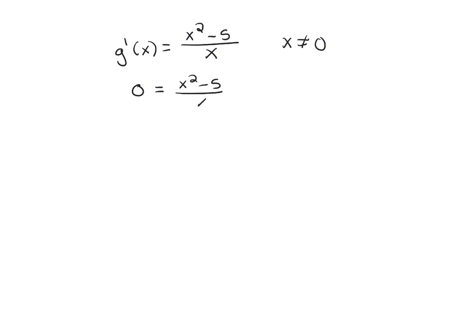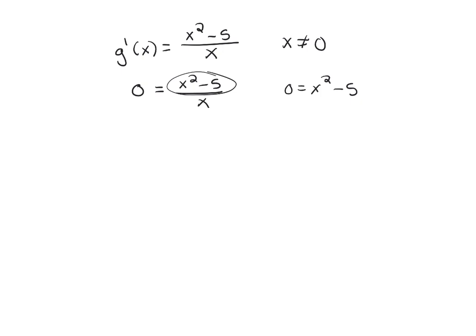Okay, next example. This time I'm giving you the derivative. g prime of x equals (x squared minus 5) over x. And for this, obviously x cannot equal 0. The derivative is just given to us, so let's set it equal to 0. For this to be equal to 0, we really only care about the numerator, so the numerator would be equal to 0.